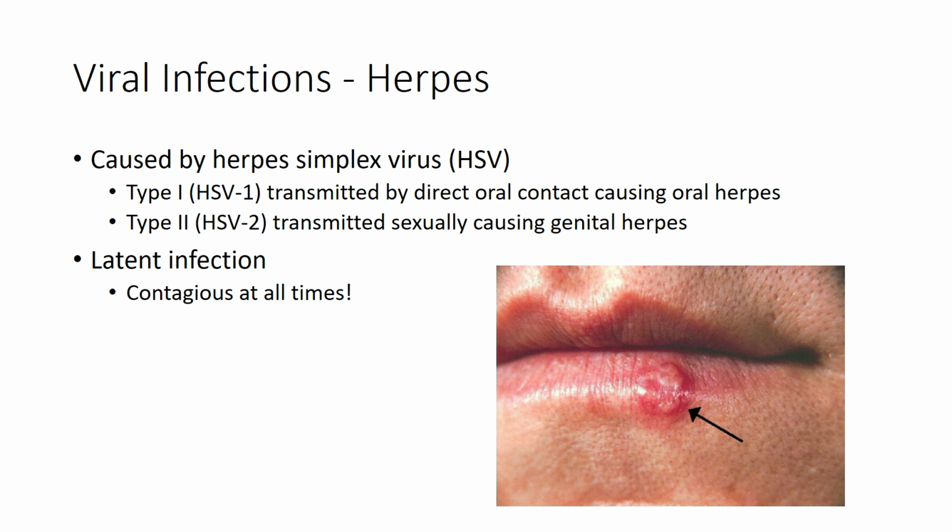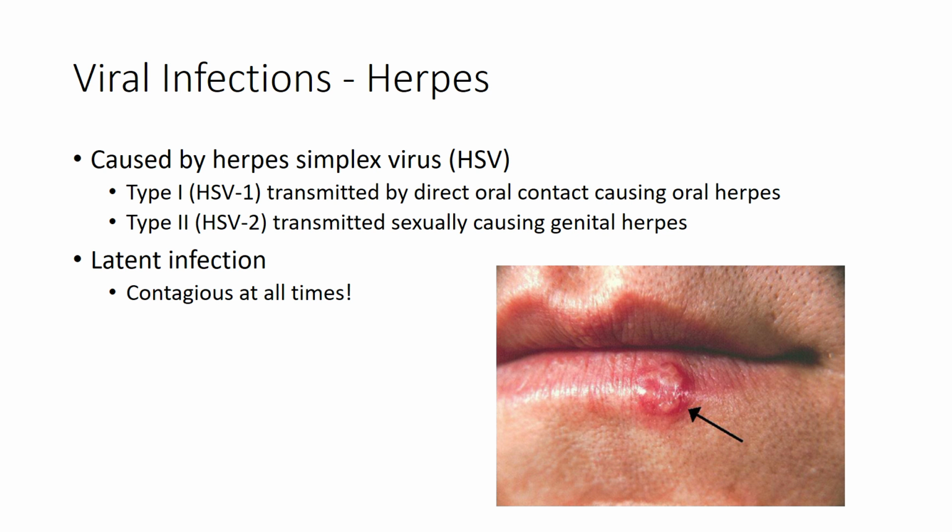Another viral infection that affects the skin is the herpes simplex virus. Herpes simplex type 1 is transmitted by oral contact, and it causes cold sores. This is very different from herpes simplex type 2, that's known as genital herpes, as well as some other STDs that are in the herpes family we'll go over.